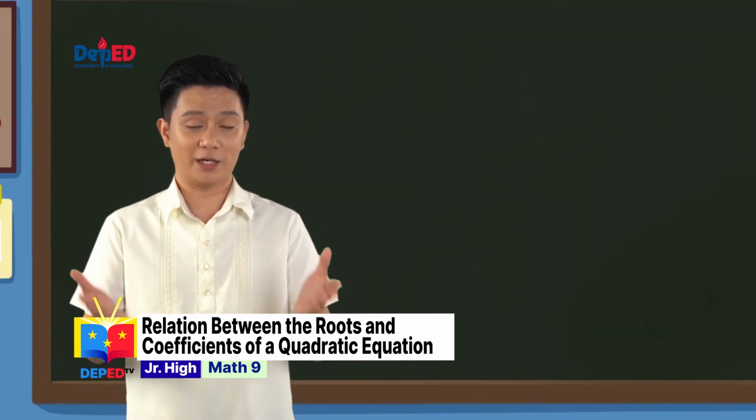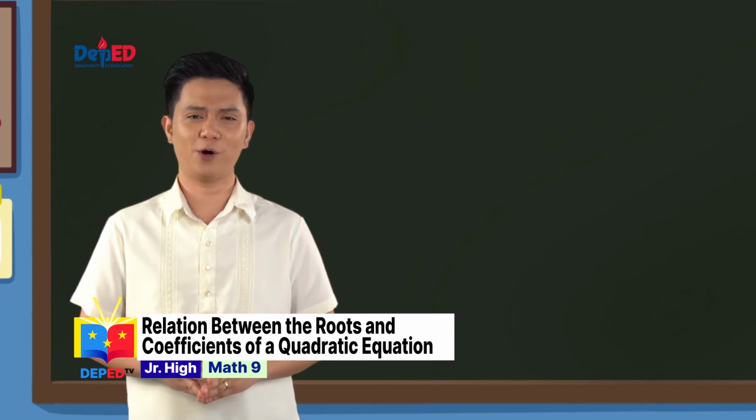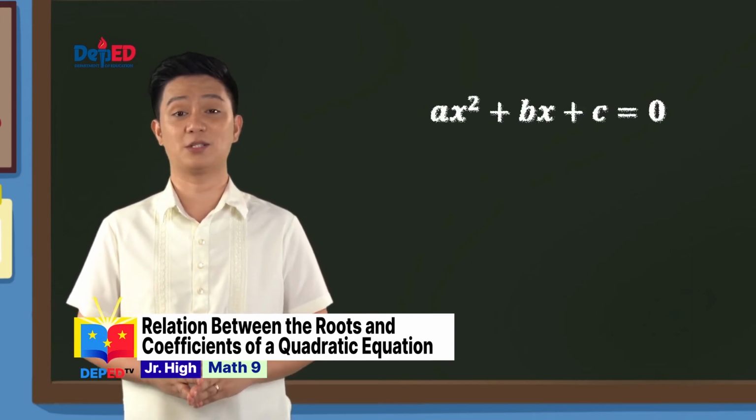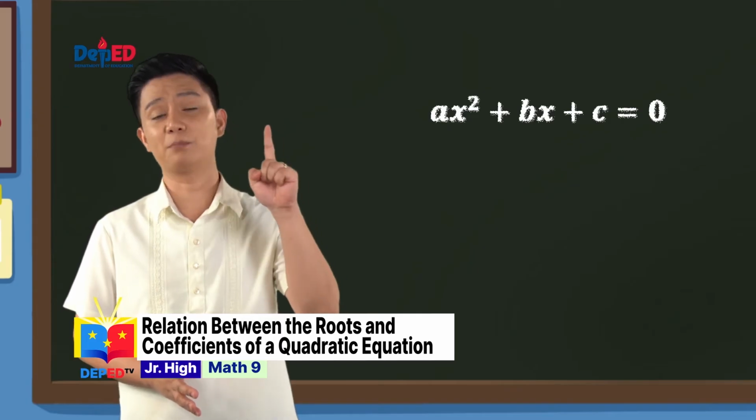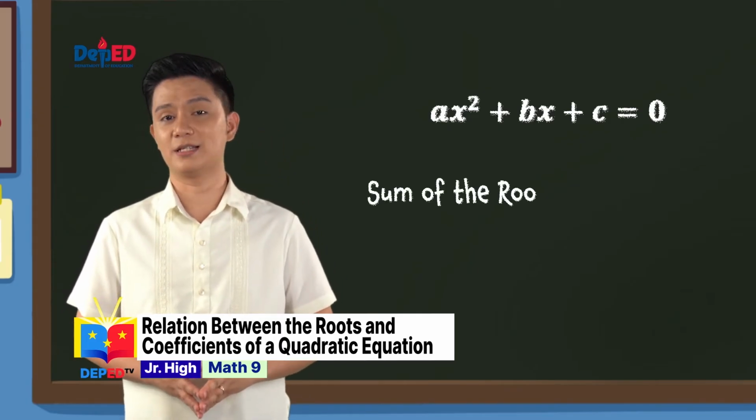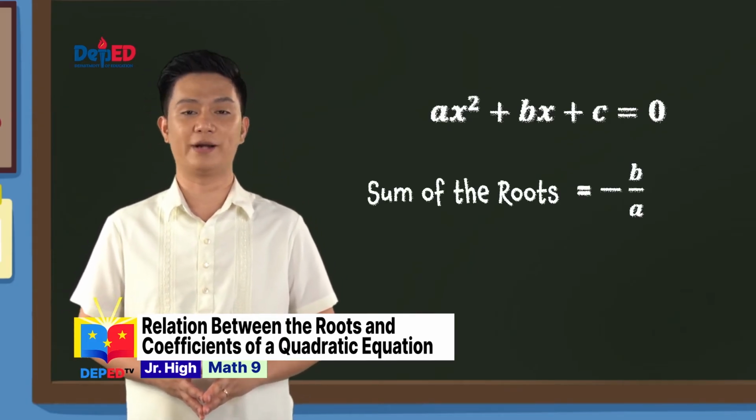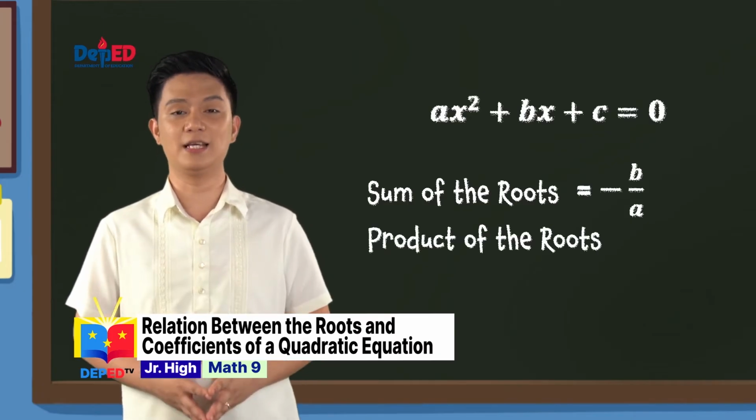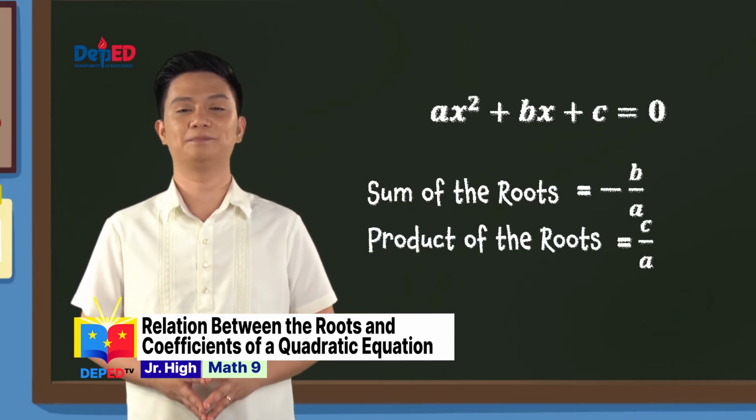So, when a quadratic equation is written in the form ax squared plus bx plus c equals 0, we must remember that the sum of its roots is equal to the negative of b over a, while the product is equal to c over a.